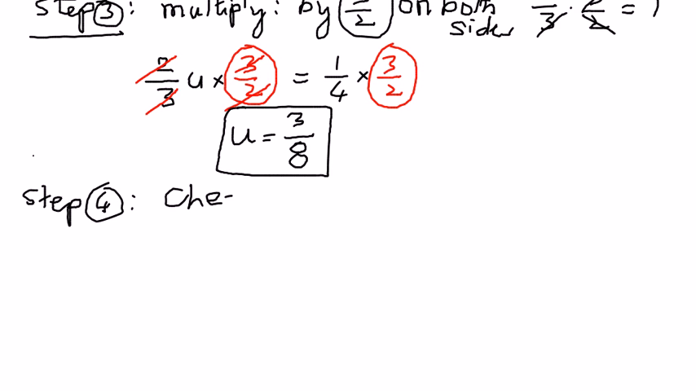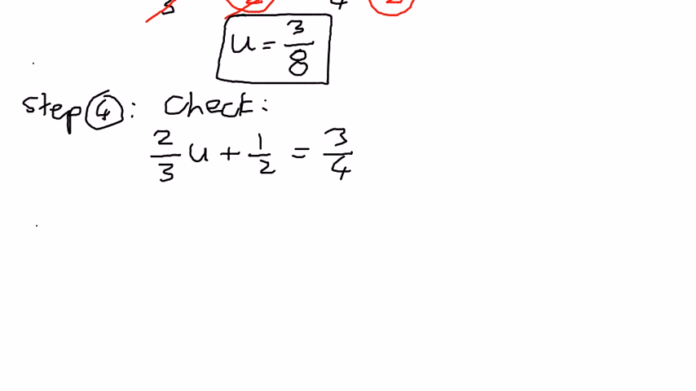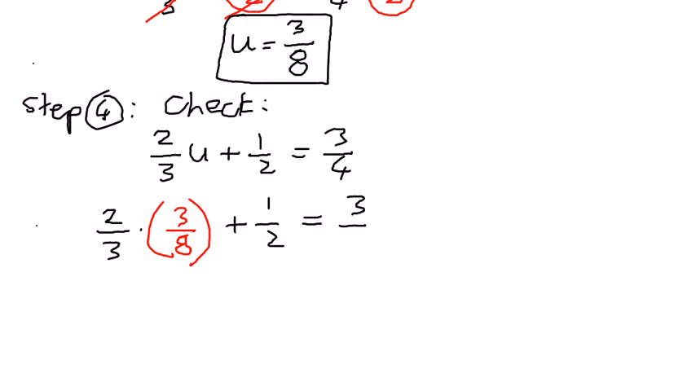How do we do that? We're going to substitute the value of u equal to 3 over 8 into the given expression. So we're going to go back to 2 over 3 u, this is the given expression, plus 1/2, and that should equal 3 over 4. We're going to substitute the value of u as 3 over 8. 2 over 3 times 3 over 8 plus 1/2 is equal to 3 over 4.